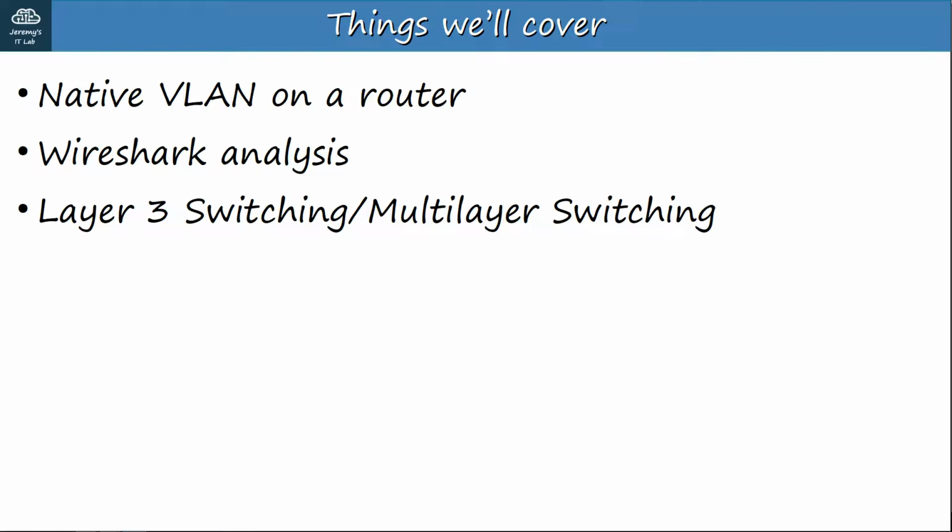After that, we'll look at the final method of inter-VLAN routing, which is layer 3 switching, also known as multilayer switching. I've always told you that switches are layer 2 devices, and don't use IP addresses. However, many modern switches are actually layer 3 capable as well, and I'll talk about that in today's video.